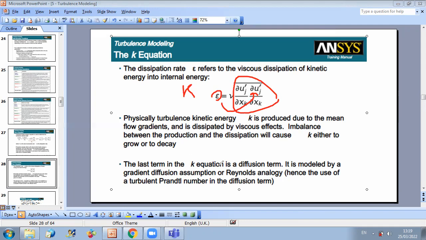The last term in the K equation is a diffusion term, and it's modeled by a gradient diffusion assumption or Reynolds analogy. From here, we use a turbulent Prandtl number in the diffusion term. I know that these ideas are relatively complex, but I want you to see how we can relate the components of the stress model to turbulent variables like epsilon, K, and the eddy viscosity. So when we solve for these, we will be able to predict the tensor of Reynolds stresses.